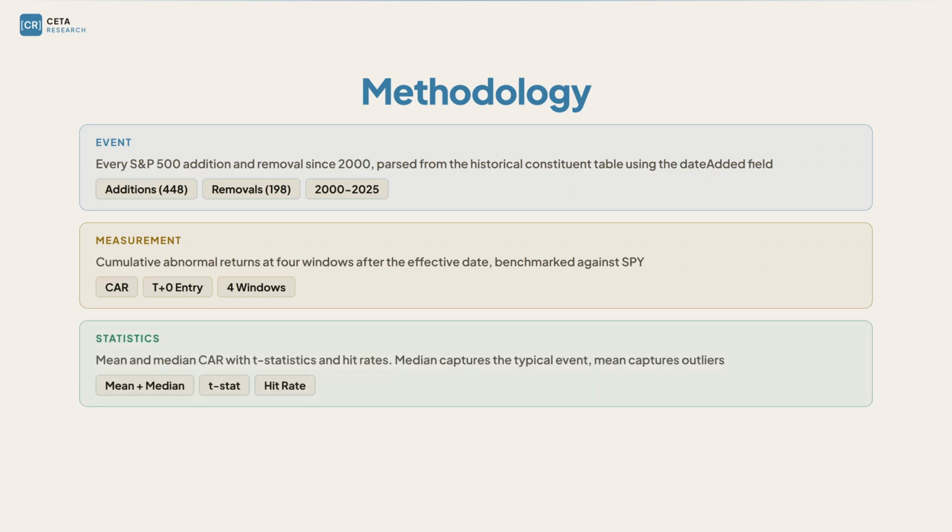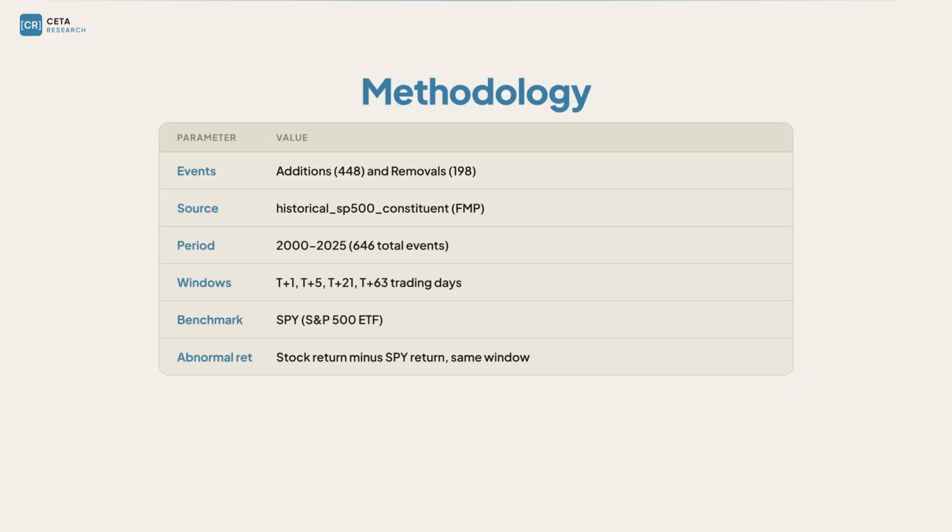We compute the mean cumulative abnormal return along with the median, t-statistics, and hit rates. A t-statistic above 1.96 means we can be 95% confident the result isn't random noise. The hit rate shows what percentage of individual events moved in the expected direction. Events are deduplicated. One event per symbol per date per category.